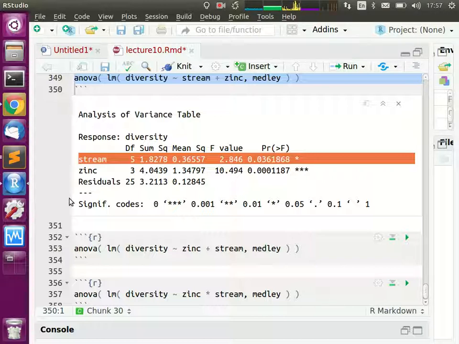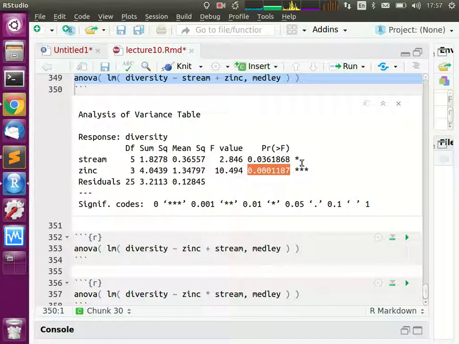So here you see that accounting for the differences in stream has much increased the significance. Now we have a p-value of 0.0001, which sounds much more convincing and shows us that there really must be a connection between zinc and diversity, or between something which is correlated with zinc and diversity.